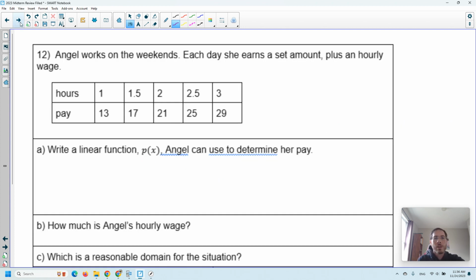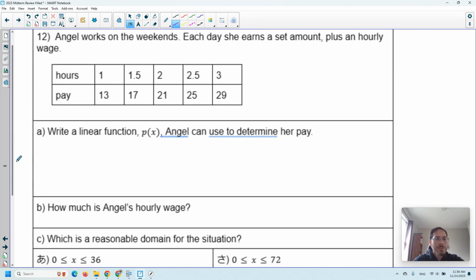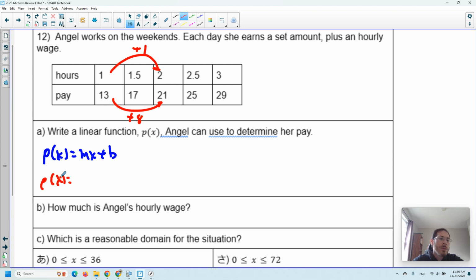For number 12, it says Angel works on the weekends. Each day she earns a set amount plus an hourly wage. So part A, write a linear function that Angel can use to determine her pay. So P of X equals MX plus B. So to get the slope, I'm going to check as I go up 1, I'm going to go up 8. So P of X equals 8X, because that's the slope. So the slope is going to be 8.